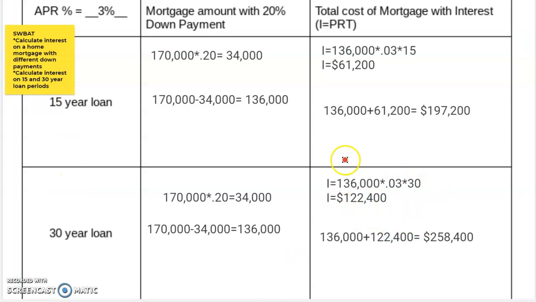Alright, so I went ahead and calculated my interest, and I got $122,400. Then I added that to our principal amount: $136,000 plus $122,400 gave me an overall cost of $258,400. So that would be how much you would end up paying over the course of a 30-year loan period after you paid your 20% down.